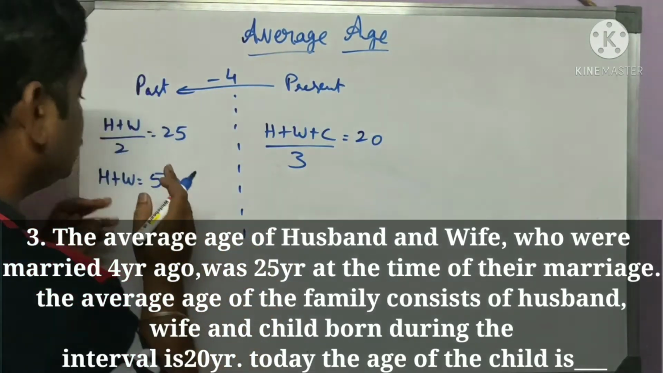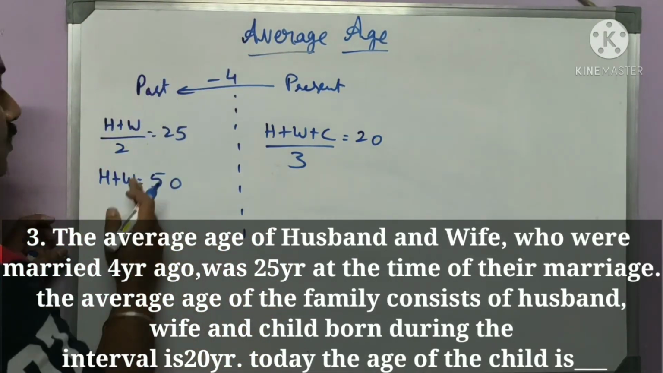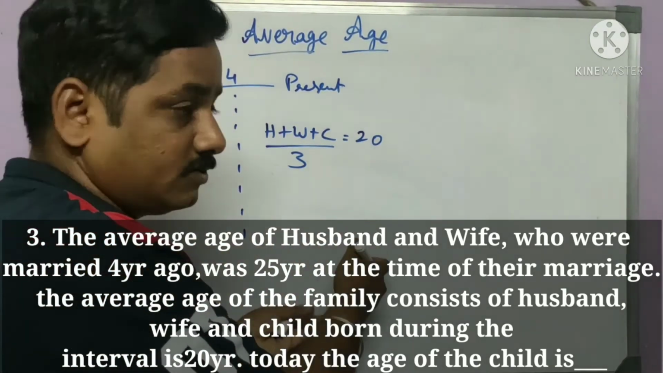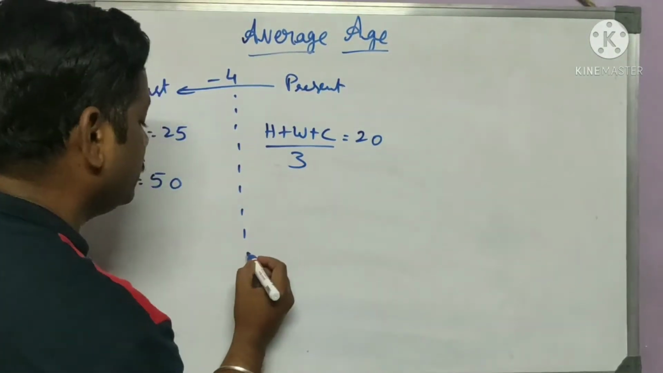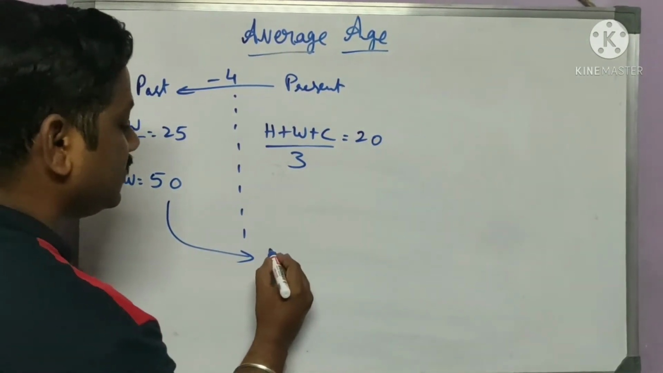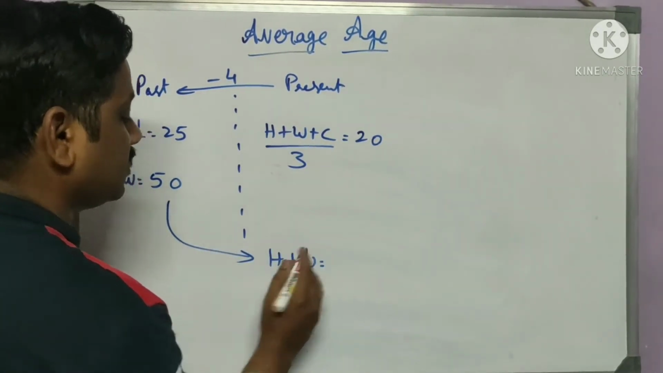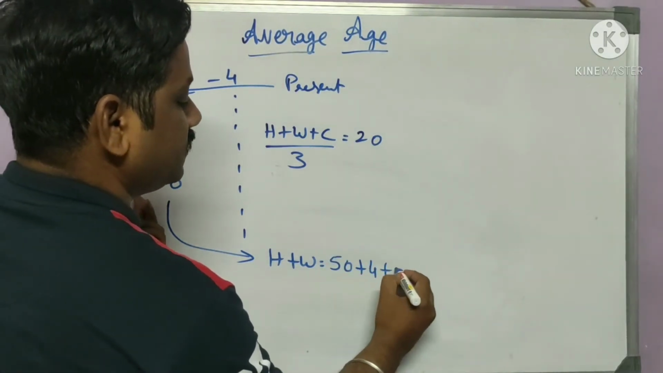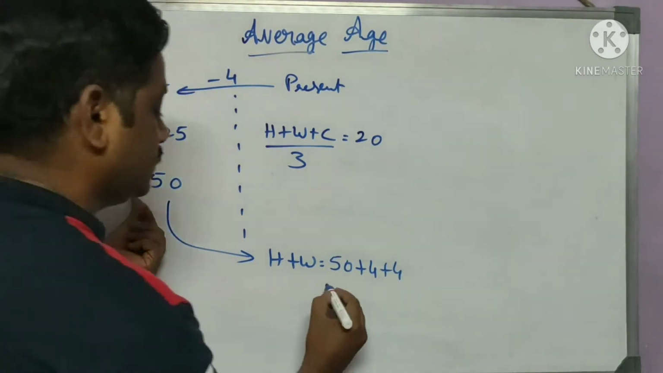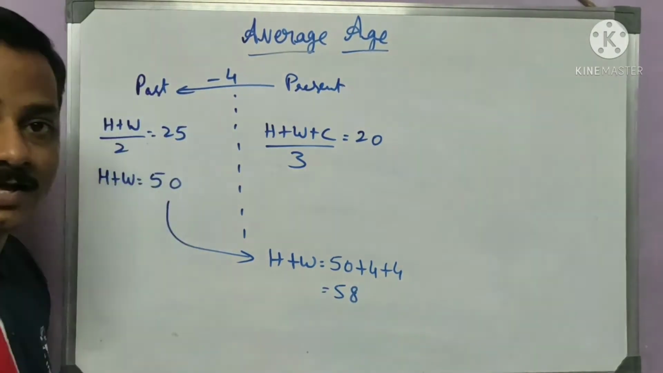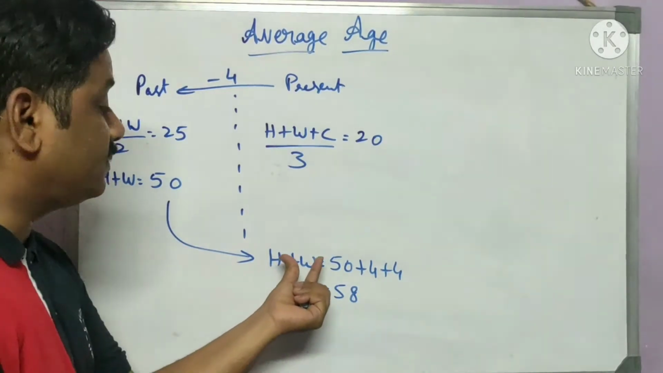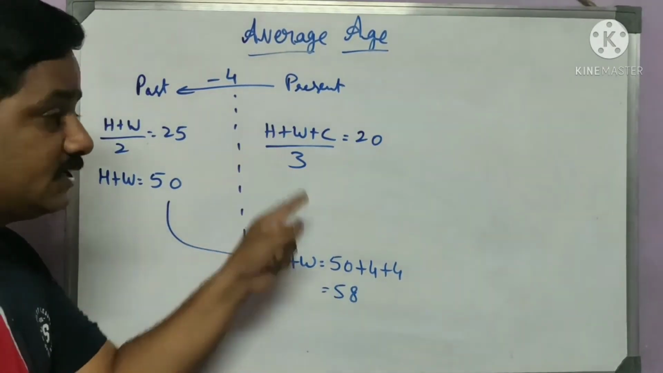What you need to do is, this is 4 years ago. So just add 4 years for husband and 4 years for wife so that you can convert it into the present condition. Therefore, in the present, husband plus wife will be equal to 50 plus 4 for husband plus 4 for wife. Totally, we get 58. Right. So the sum of ages of husband plus wife is 58 at present.